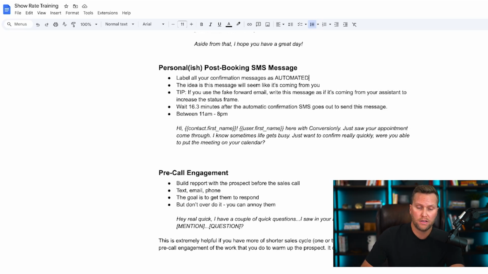And so what we recommend is you just give them a call, send them an email, and a text message, and you create a reason to actually reach out. Don't just say, hey, I just want to confirm that you're going to show up, because they've already got that text message. They've already gotten an email that's trying to get them to do that, right? So you can say something along the lines of, hey, real quick, I've got a couple of quick questions. I saw your application come through, or were you able to watch the video? What'd you think? What were the biggest problems? So you mention something, and then there's a question that you have for the pre-call engagement, right?